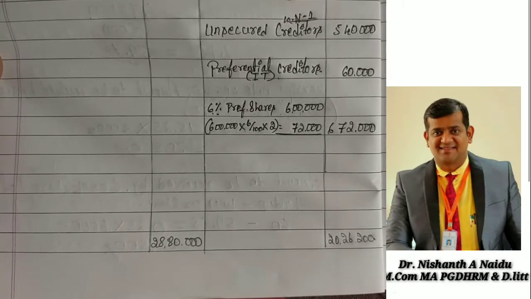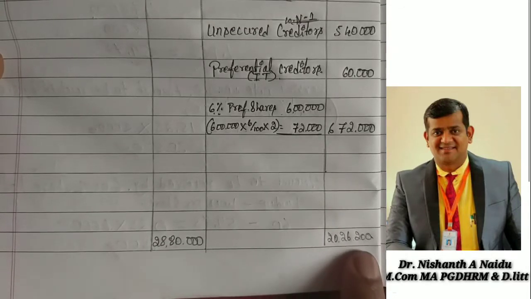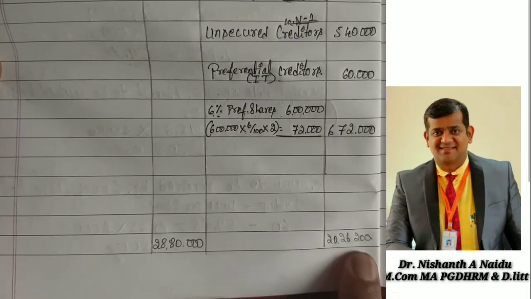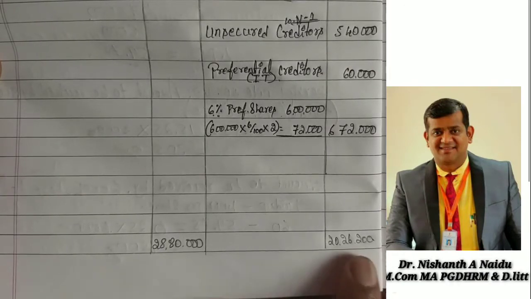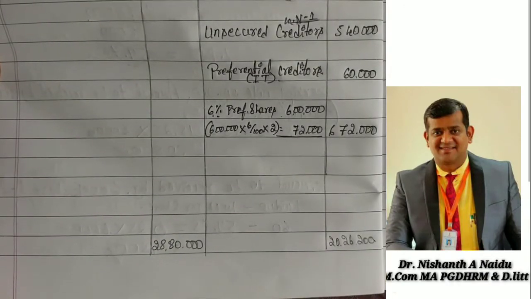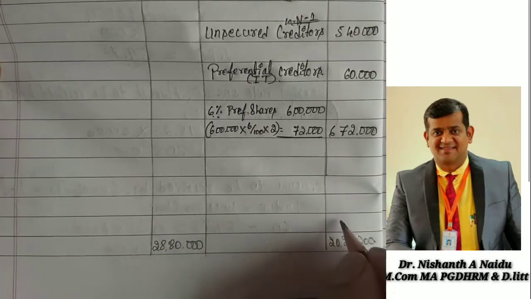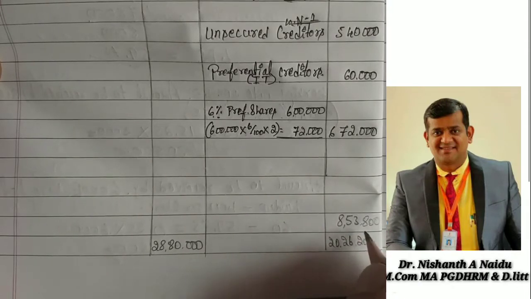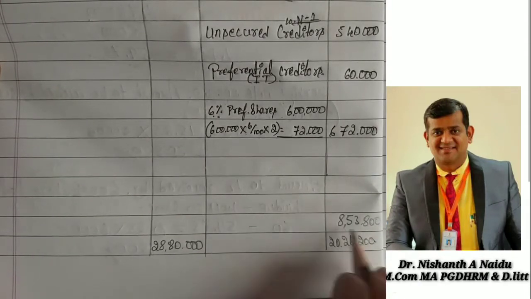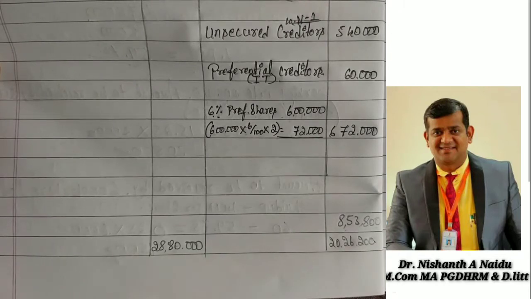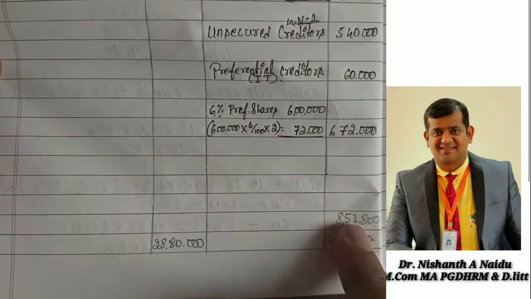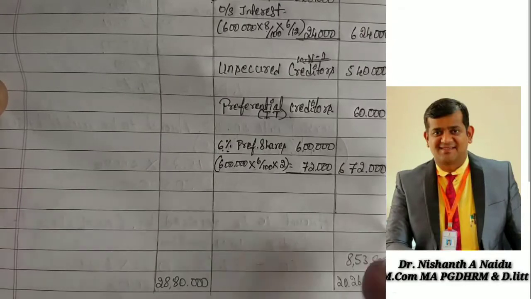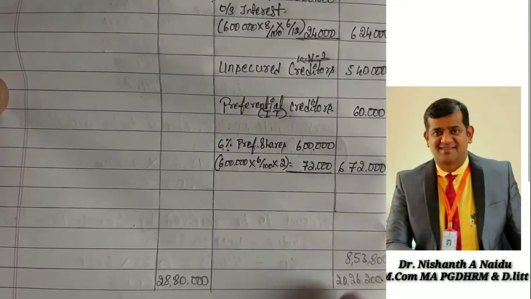28,80,000 minus 20,26,200. If you do that, how much the difference you are going to get? 8,53,800. So that difference I am writing 8,53,800 rupees. So we have a cash with us 8,53,800. So now this has to be distributed among equity shareholders. This money has to be distributed among equity shareholders.